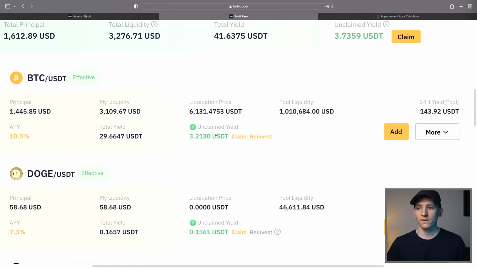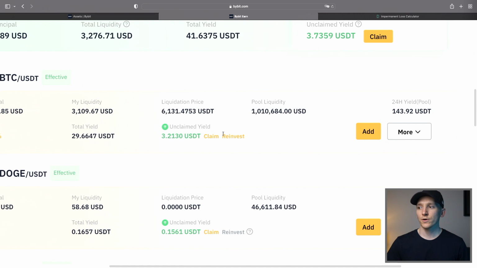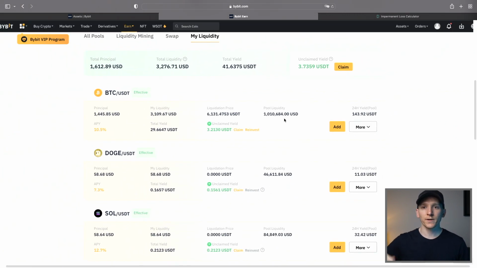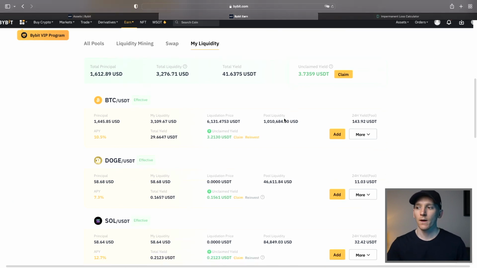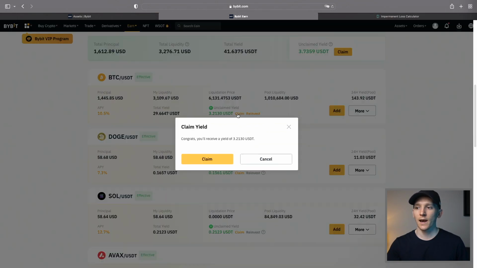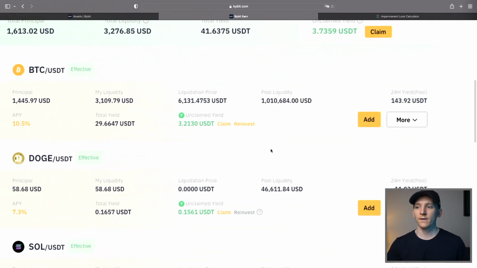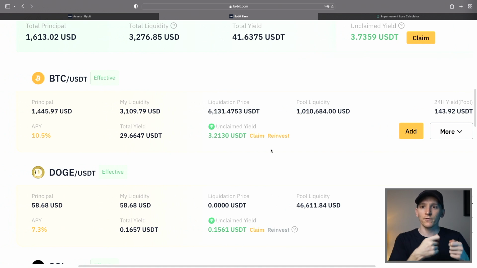But right here, because this is Bybit's AMM, what you can do is withdraw your yield only. You can actually reinvest the yield if you want as well by claiming it and then going to add more liquidity. But what we're going to do here is just claim. And it says, congrats, you'll receive this $3, right? So this is essentially taking those trading fees out of the pool, keeping my assets in there, but letting me claim the trading fees and yield out.